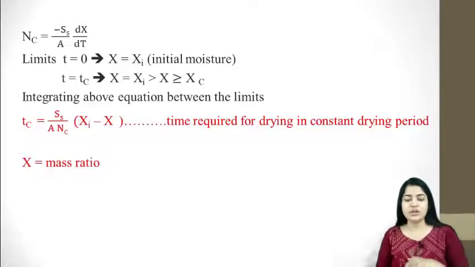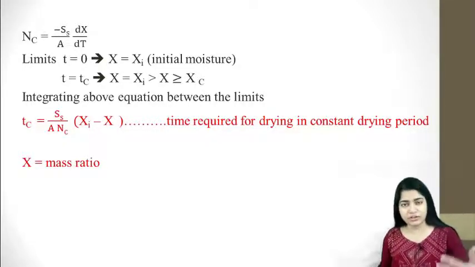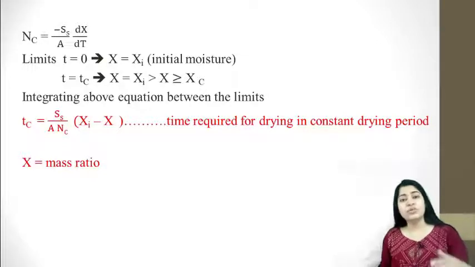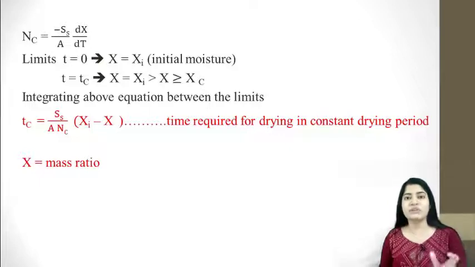So for the constant rate period, what is your relationship? NC is equal to minus SS upon A into dX by dt. Right now we have to integrate it. So what is the limit? When you start your drying, at t equal to 0, your initial moisture content is Xi. Now you will continue drying. The constant rate period will exist till Xc, till the critical moisture content.